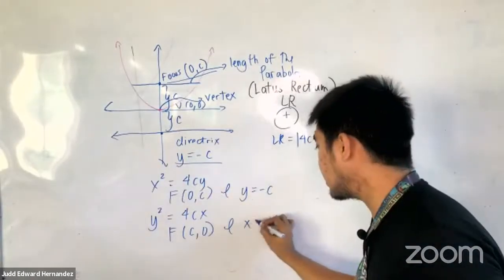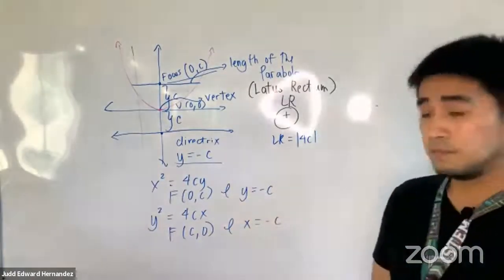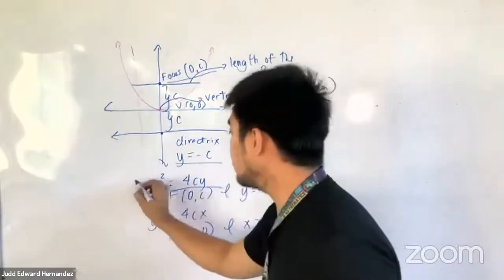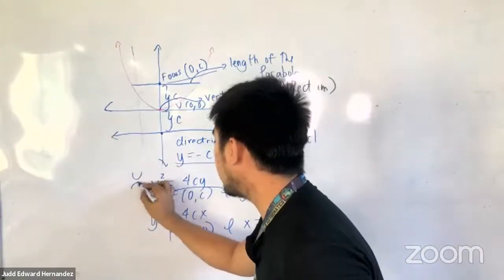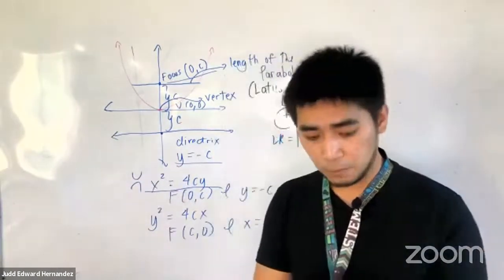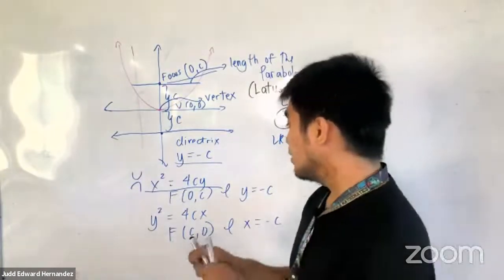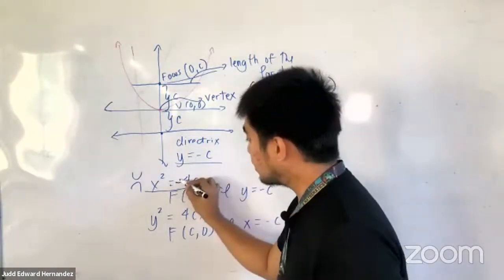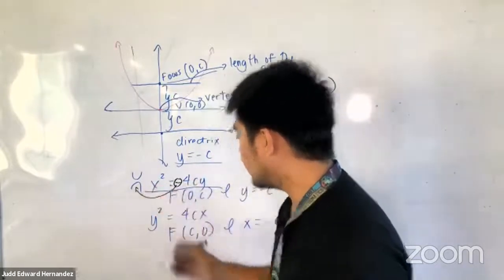Therefore, the directrix x is equal to negative c. If this is the equation, the parabola is either opening upward or downward. How do we know if it is opening upward or downward? If and only if there is a negative sign here. If it is negative, therefore it is opening downward.